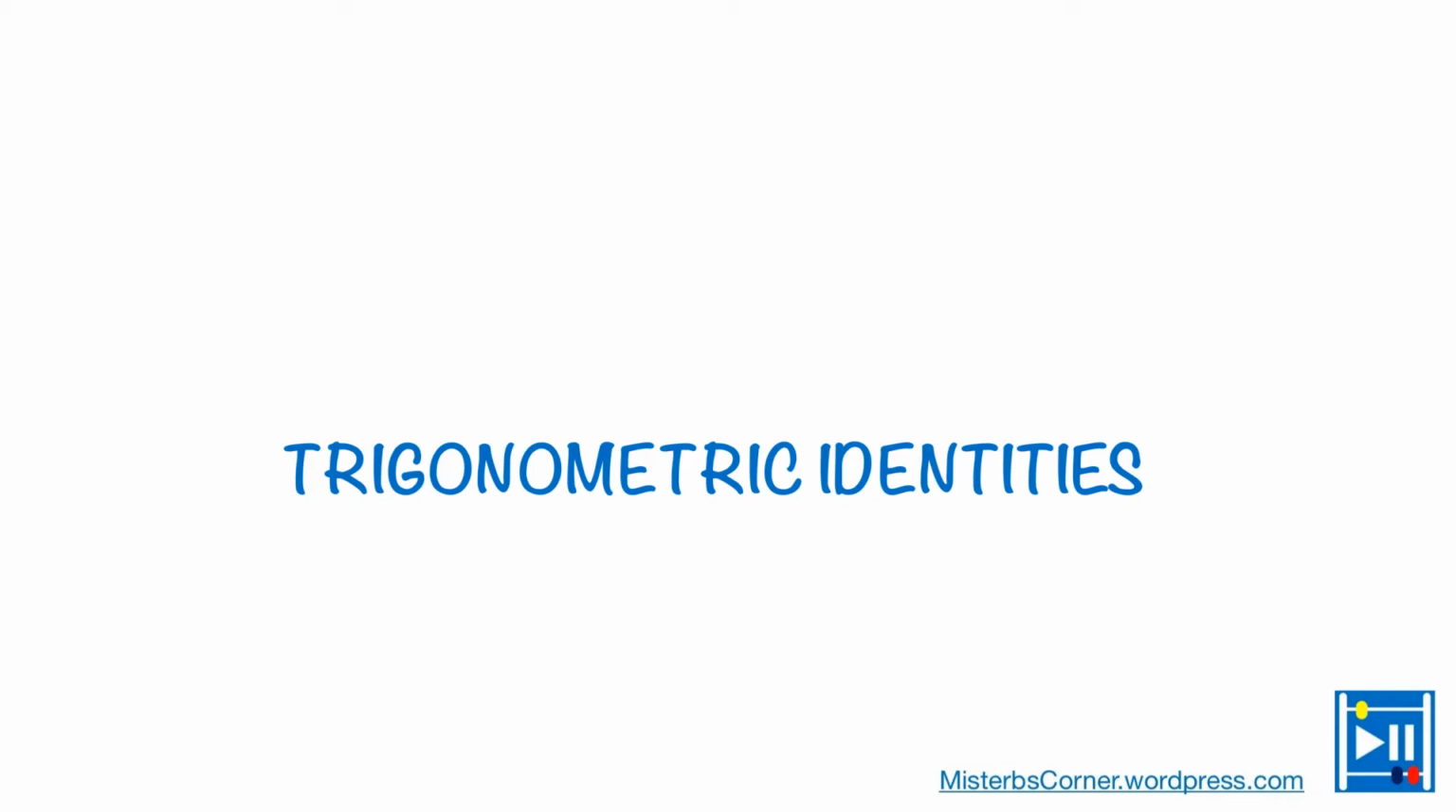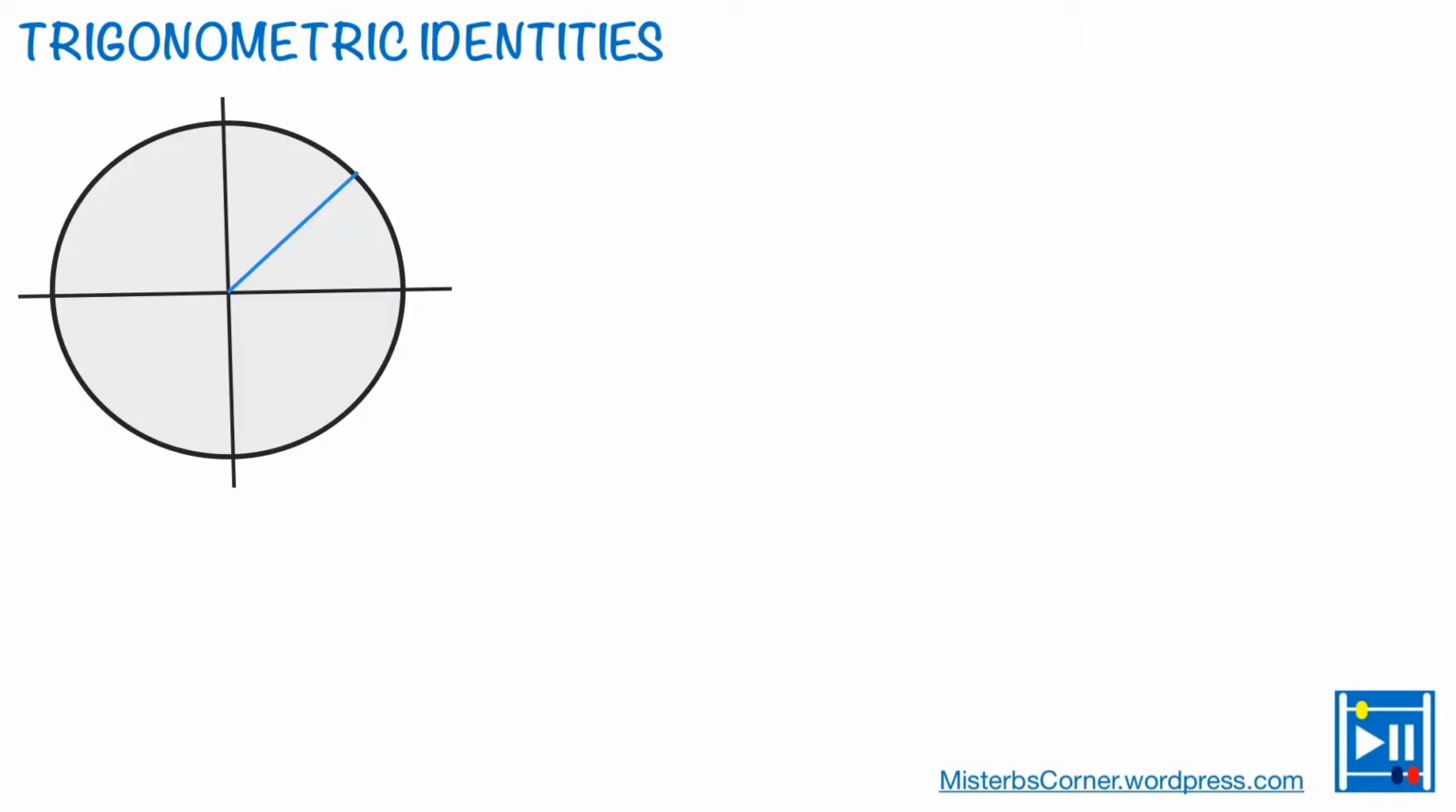Hi, in this video we'll start learning about trigonometric identities. Let's quickly remember a few facts. When we have an angle theta between the radius and the x-axis, we have this point P. Formerly the coordinates were x and y, but we found out that the x value is actually cosine theta and the y value is sine theta. So we changed the coordinates to be cosine theta, sine theta.